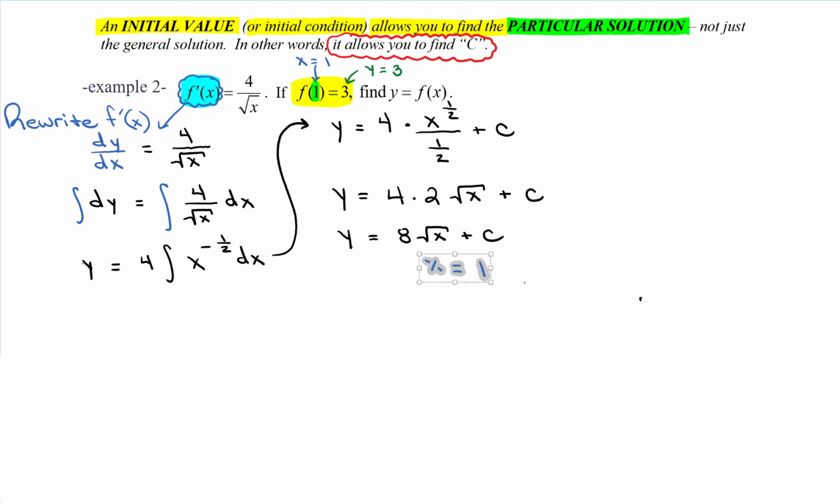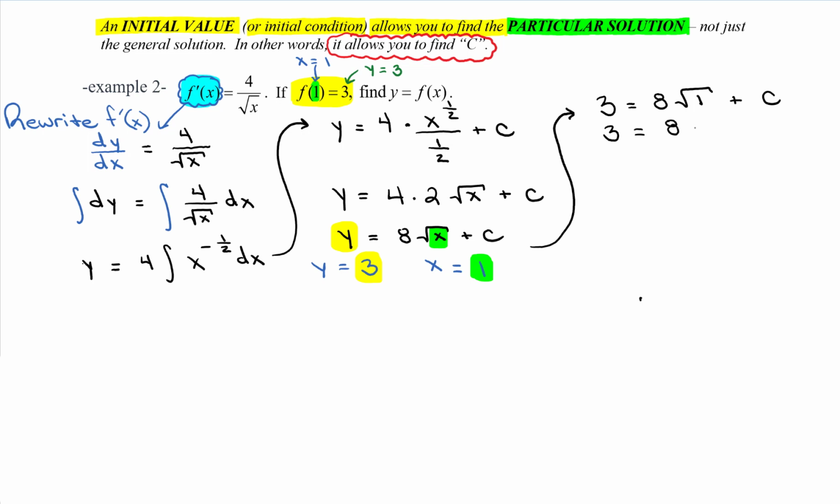So we're going to use this x equal to 1 value. We're going to substitute it in for our x into our equation. And then we're going to use that y equal to 3 value, and substitute that in for y into our equation. And then we will solve for c. So let's substitute those values. I'm going to draw an arrow up to the top, and I'm going to rewrite my equation as 3 equals 8 times the square root of 1 plus c. So this is going to be 3 equals 8 plus c. I'm going to subtract 8 from both sides, and this will give me -5 is equal to c.